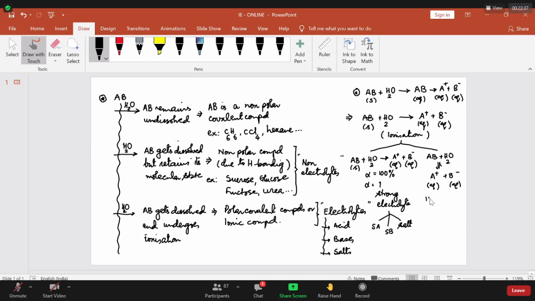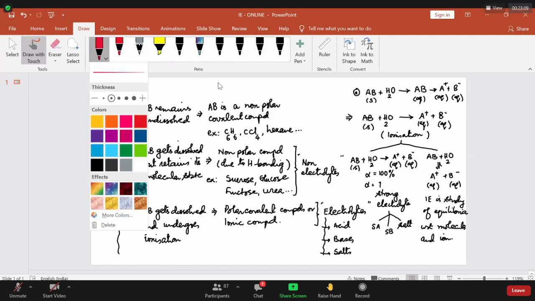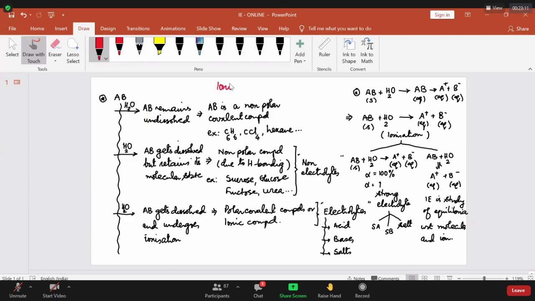Ionic equilibrium is study of equilibria with respect to molecules and ions and factors affecting it naturally, right? And that is the heading which we have discussed today under this discussion known as ionic equilibrium. Very, very, very important and very long chapter here in this case.